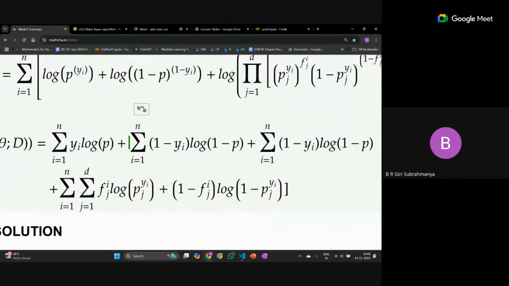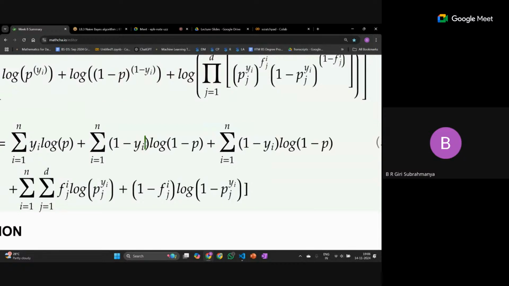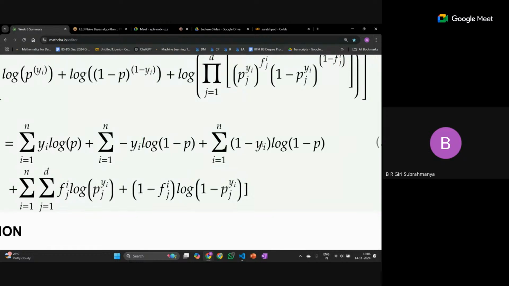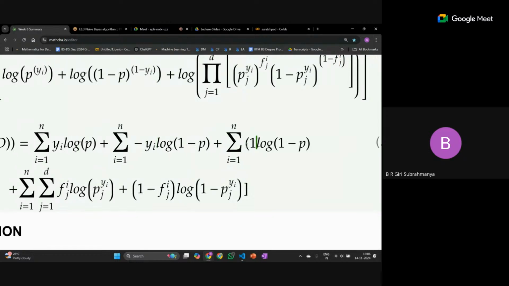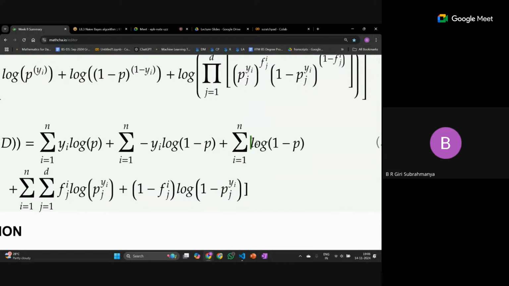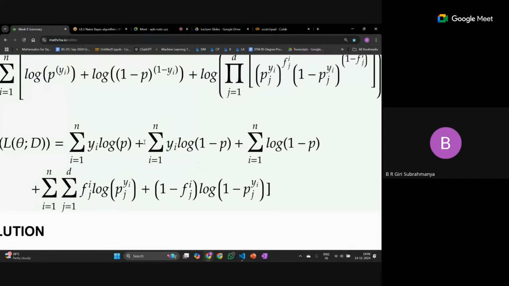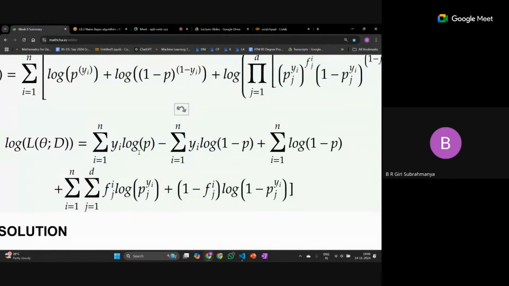Why I have done this is, now in one part I'll have 1 alone, and in another part I'll have minus y alone. When you multiply this with 1, you'll have log of 1 minus p itself, so let that be as it is. Now this minus will go outside. So basically you have the sum of y_i log p minus y_i log (1 minus p). So you have these two things. Maybe as of now, let's keep it like that.